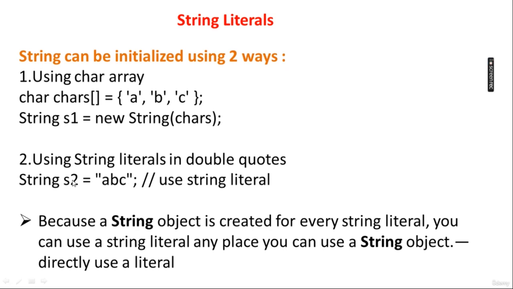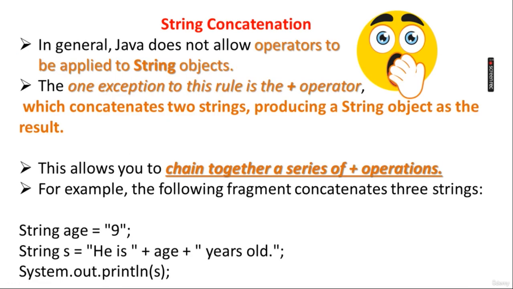Because a string object is created for every string literal, you can use a string literal any place you can use a string object. Okay. So this literal or constant can replace an actual string object every time. Now, concatenation of strings. In general, Java does not allow operators to be applied on string objects, but concatenation is the exception. Okay, so operator overloading, first of all, you have to remember this.